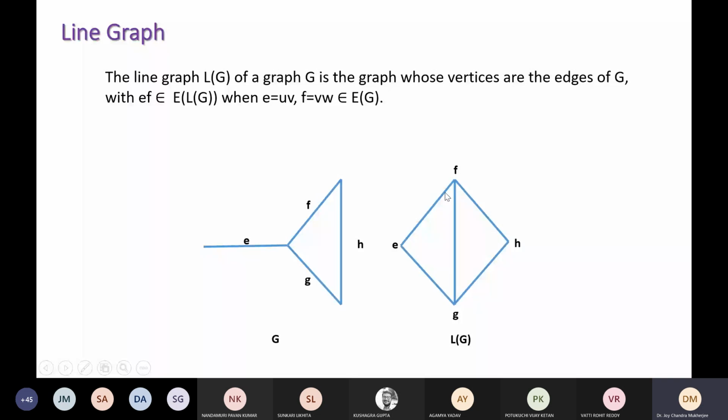EF, the edge in this line graph, is possible if E equals UV in the original graph G and F equals VW in the original graph G. That means they share a common vertex V here. That is why this EF edge has been created. Okay.